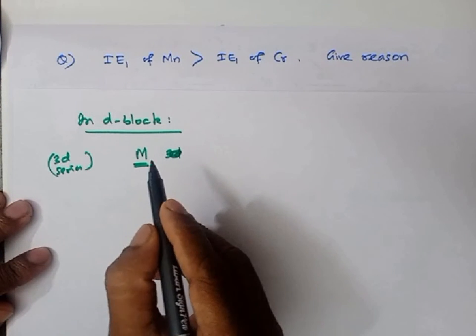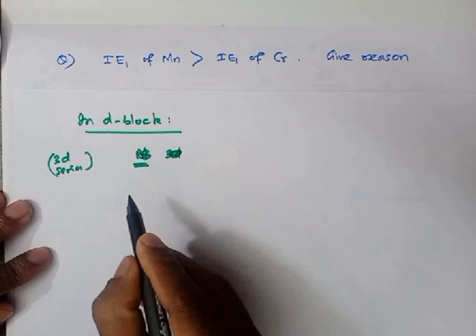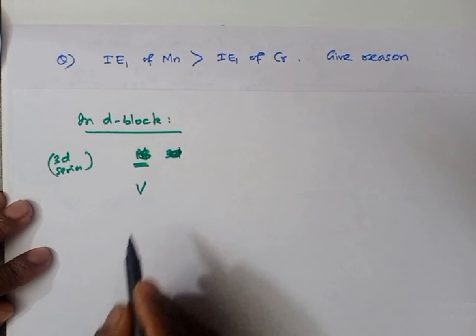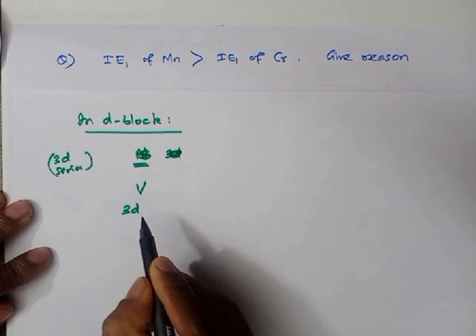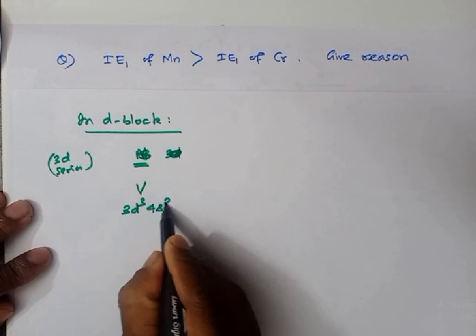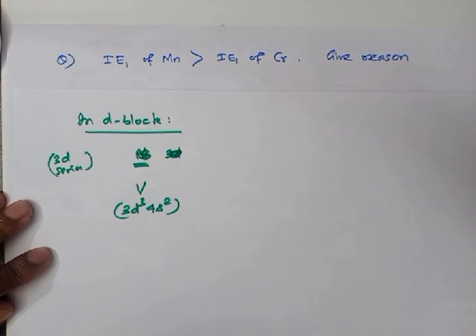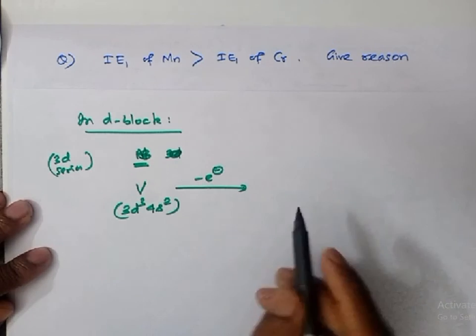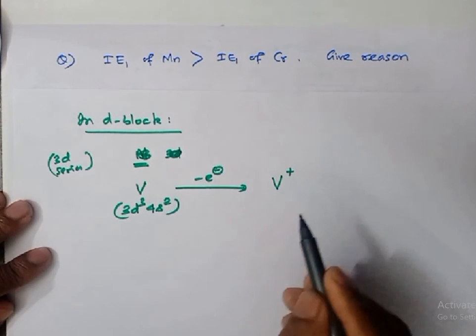Just for understanding purpose, I'll take one example. Say I'll take vanadium. The electronic configuration for vanadium is 3d3 4s2. Students, observe carefully. In 3d3 4s2, what happens if I remove one electron? If I remove one electron, I'll get vanadium plus ion, V+1.